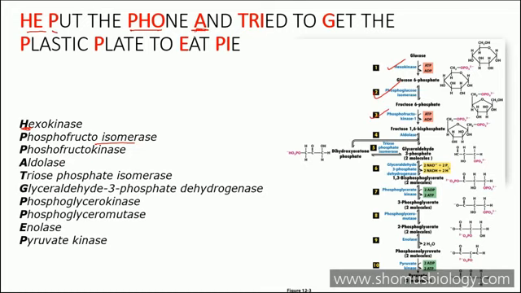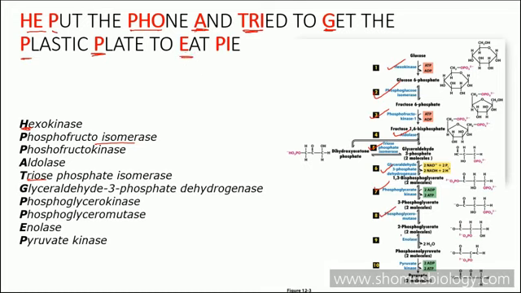Then A, aldolase, the fourth enzyme involved. TRI, triose phosphate isomerase, the fifth enzyme involved. G, glyceraldehyde 3-phosphate dehydrogenase, sixth enzyme utilized. Then P, phosphoglycerokinase, seventh enzyme. Another P, phosphoglyceromutase, eighth enzyme.